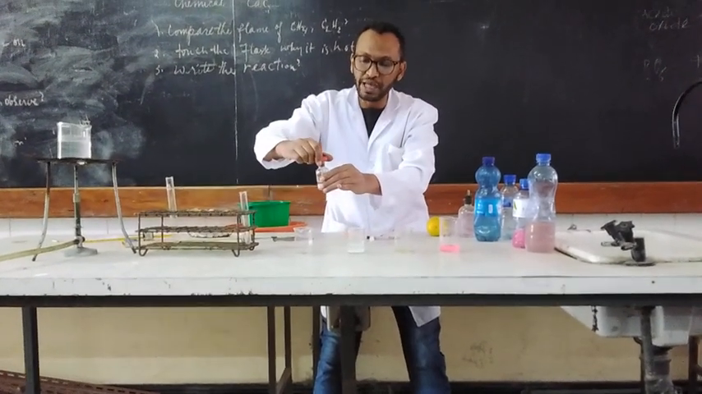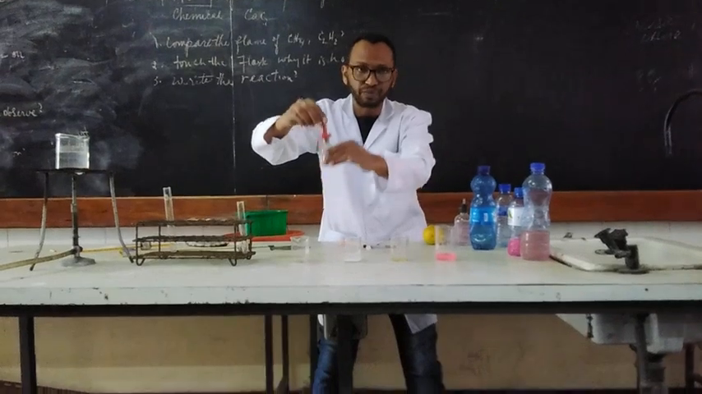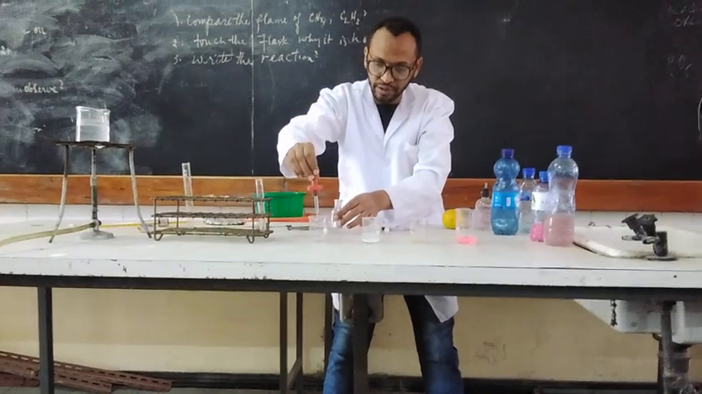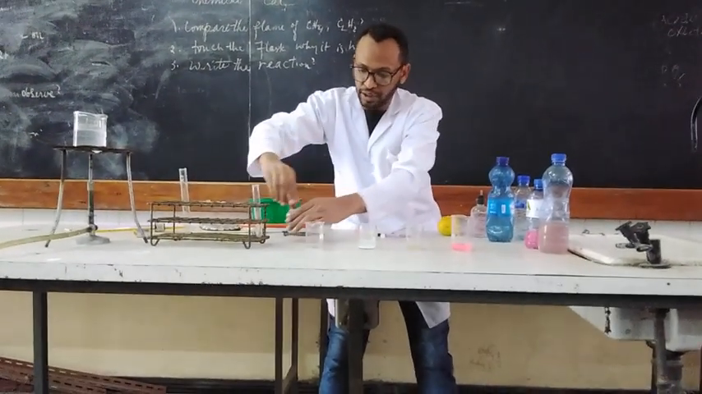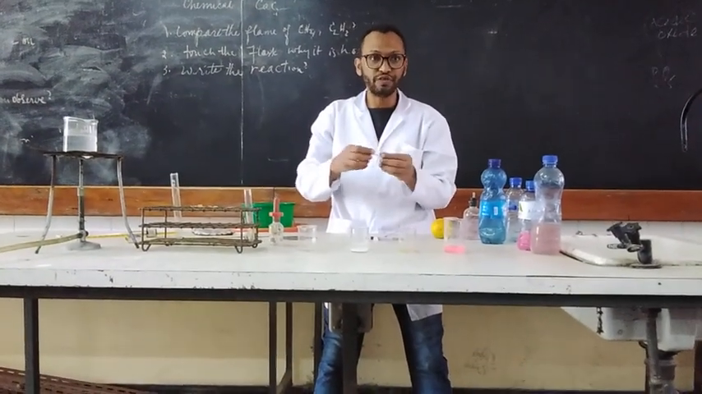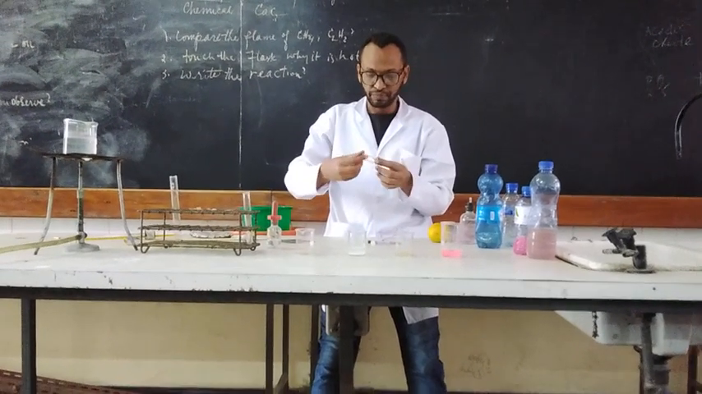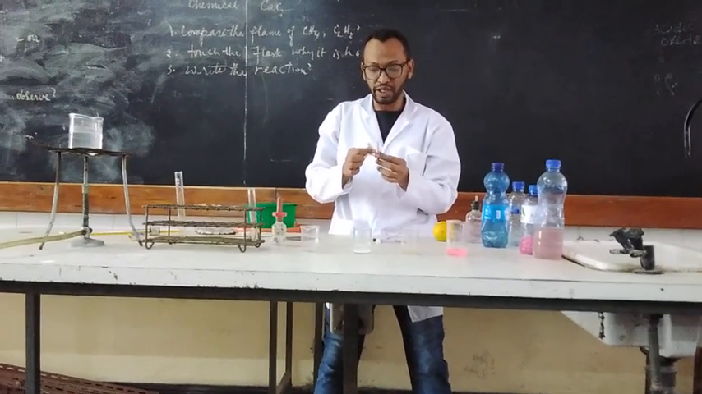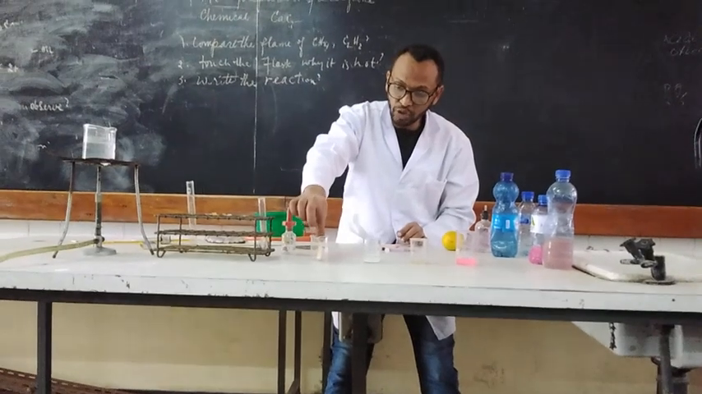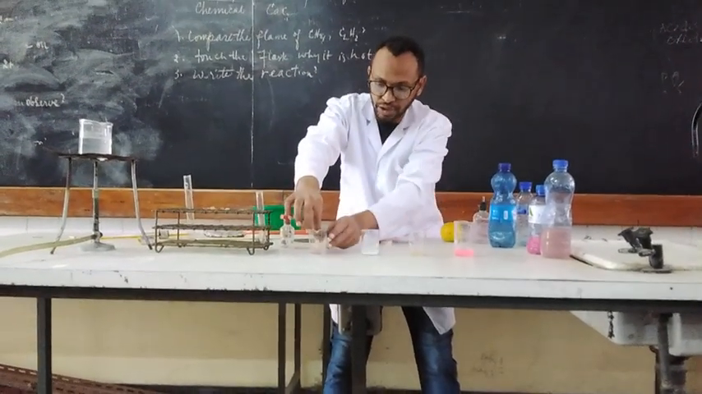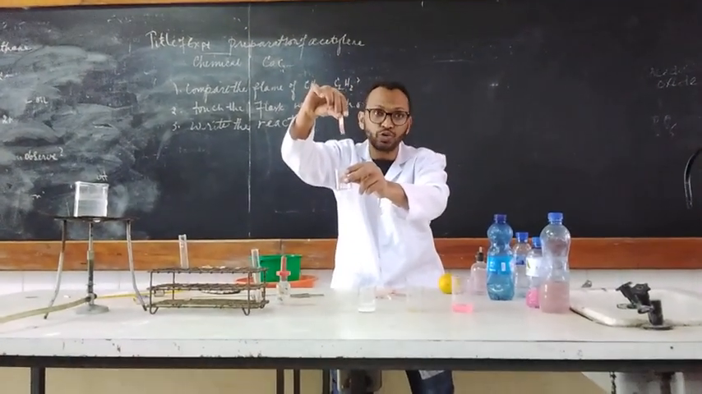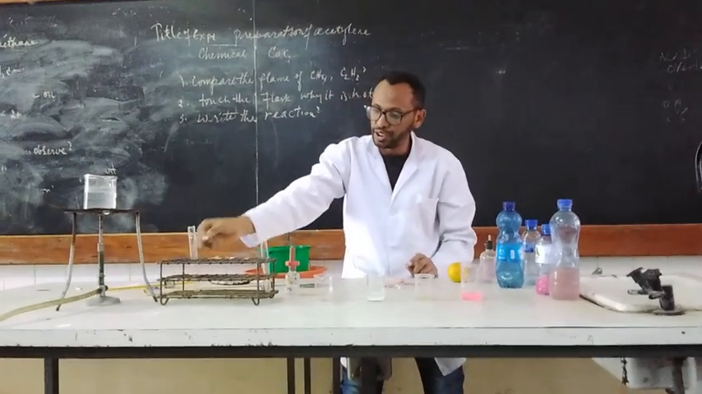So here, for instance, let me add some HCl, or hydrochloric acid, for this one. And then first, let's use the universal litmus paper. If this universal litmus paper changes from yellow to red color, the solution is acid. As you see now, the universal litmus paper changed into red. So HCl is an acid.